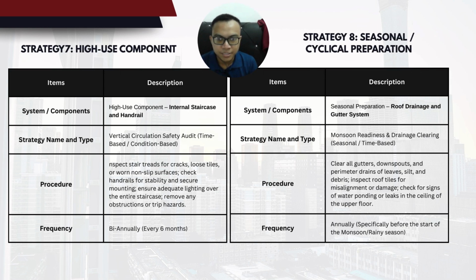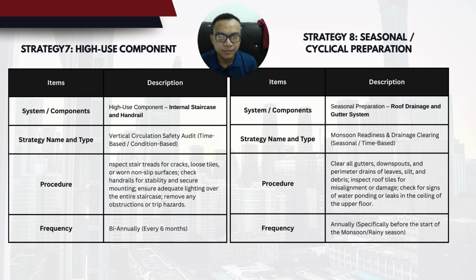The procedure is by inspecting stair treads for cracks, loose tiles, or worn non-slip surface. Check handrail for stability and secure mounting. Ensure adequate lighting over the entire staircase, and remove any obstruction or trip hazard. The frequency is biannually, every 6 months, 2 times a year.